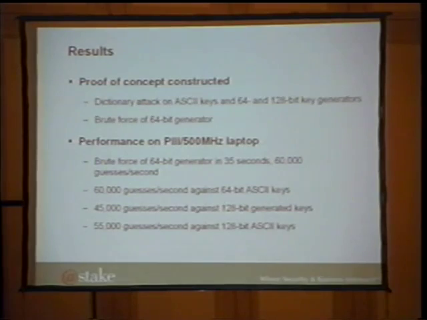Also performing a regular dictionary attack against 64-bit WEP takes about 60,000 seconds. I'm sorry, 60,000 guesses per second. Doing the 128-bit variant is a little bit slower, depending on whether or not you use the generator. The generator, you can see, slows it down a little bit, giving you a speed of 45,000 guesses a second. For the case where you don't use the generator, about 55,000 guesses per second.